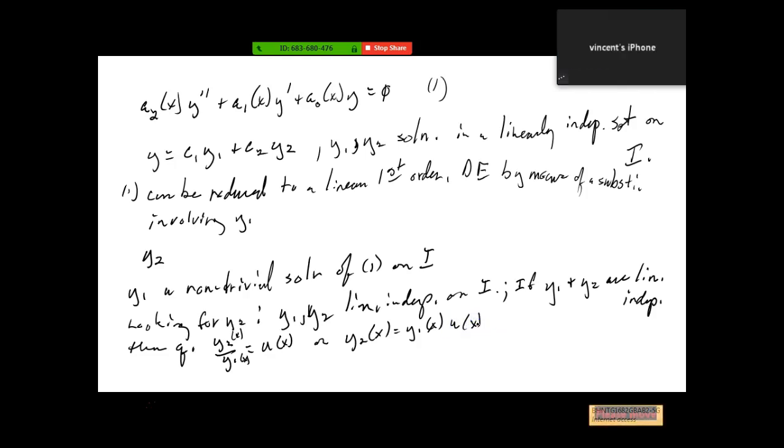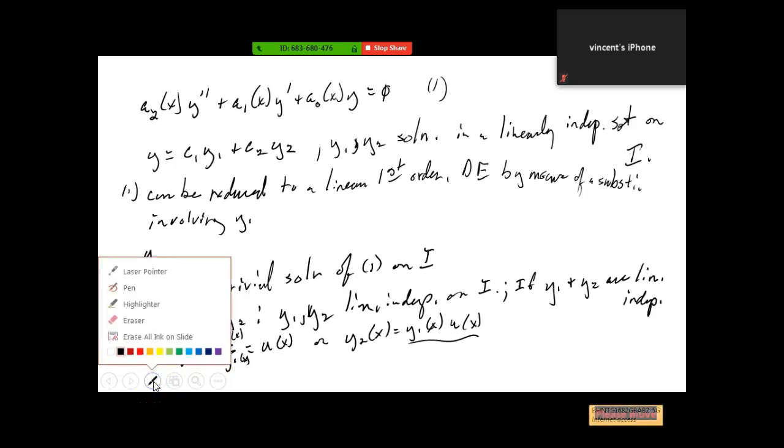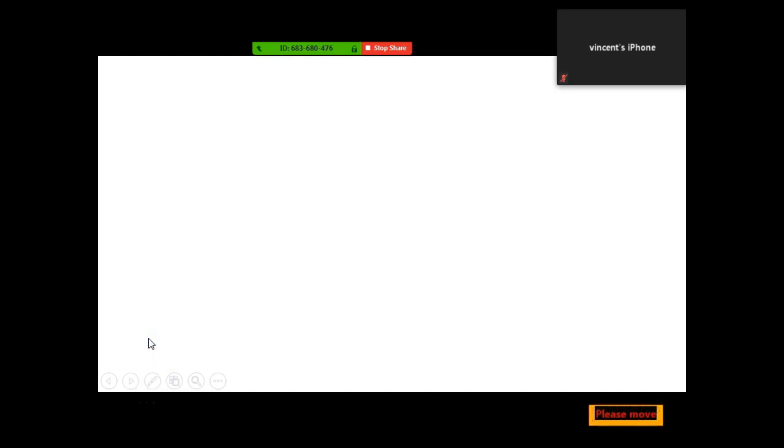That function u of x can be found by substituting this y2 value into the given differential equation, and that's called reduction of order, because we must first solve the first order differential equation to find that u. So here's example 1. That was a lot of blah, blah, blah without very much that I consider very definitive. So you're going to learn how to do this.